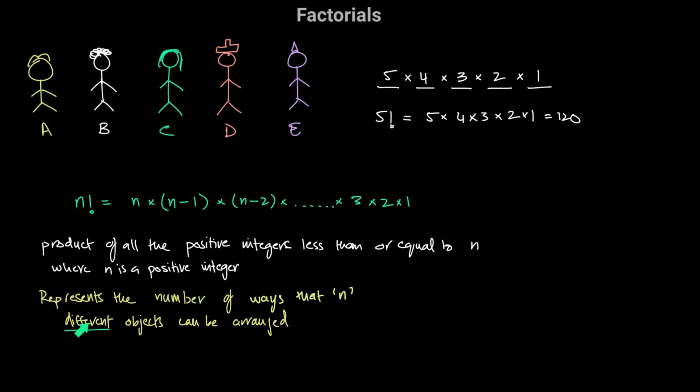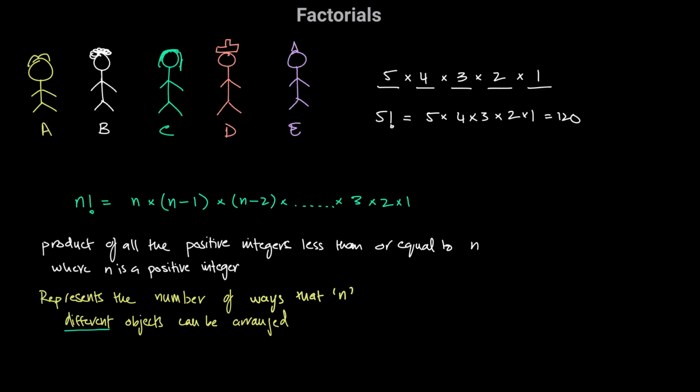It's important over here to note that there have to be n different objects. So in the example that we saw, we had 5 different people here, or 5 different objects. The total number of arrangements for these 5 different people is simply 5 factorial, where this factorial represents the product of all the positive integers less than or equal to 5, where 5 is obviously a positive integer. So here what we see is that if we have one or more objects, the total number of ways in which we can arrange those different objects is equal to n factorial, where n represents the total number of different objects. But the question arises: what if we have 0 objects?